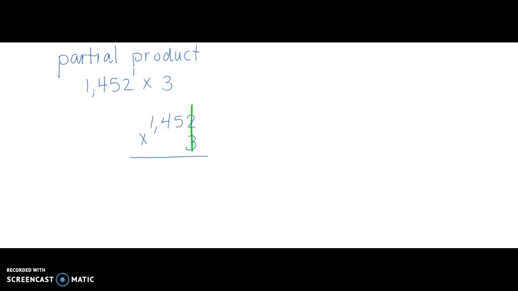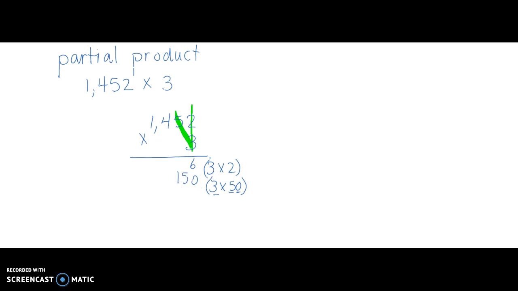Let's start with our ones place times the ones place, 3 times 2, that is 6. And then let's multiply our 3 times our tens place, 3 times 50. And 3 times 50 is the same as 3 times 5, which is 15, and that's multiplied by a product of 10, so that's 150.